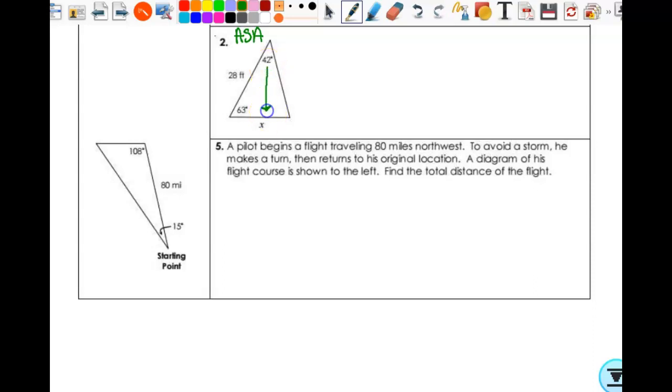X is across from 42. So the sine of 42 over x, so it's the sine of the angle over the side that's across from it. And then across from 63, I don't have a side length, and across from 28, I don't have an angle. I got to have one of those 2 things to be able to set up my next proportion. Can I find the side or the angle easily? The angle. Okay, so do I just do 90 minus 63? No, not in this situation because it's not a right triangle. I add these 2 together, subtract from 180, and what do you get?